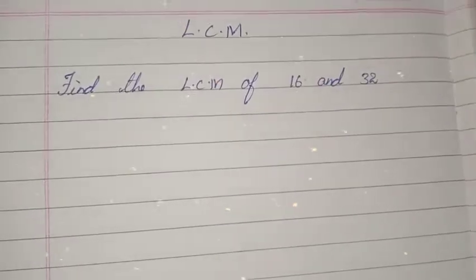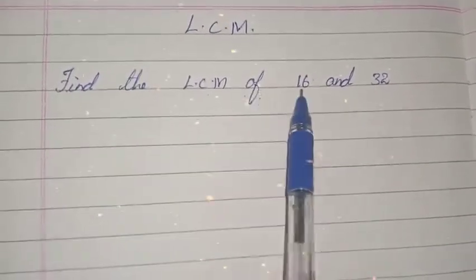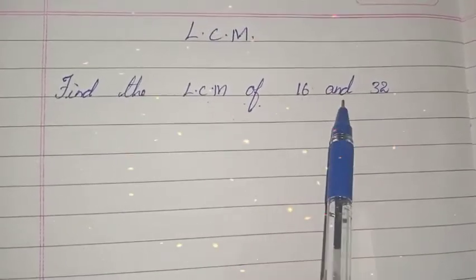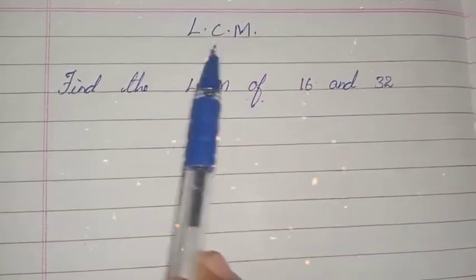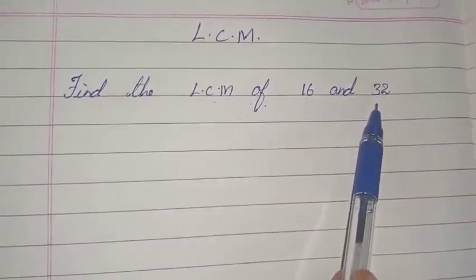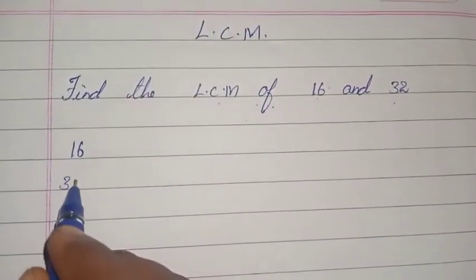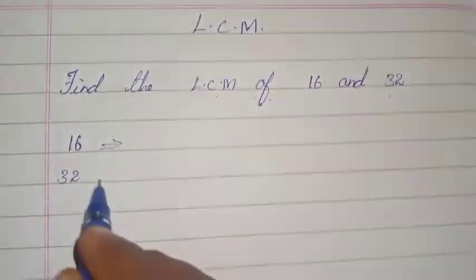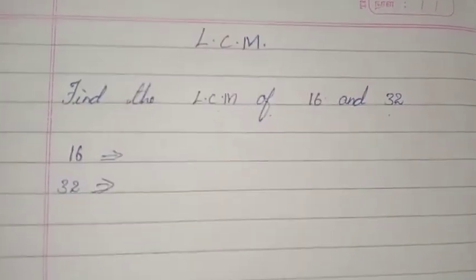Dear children, now we are going to learn about the LCM of 16 and 32. We are going to find the least common multiple of these two numbers. So, can you write the multiples of 16 and 32? It will take more time to write the multiples, isn't it?